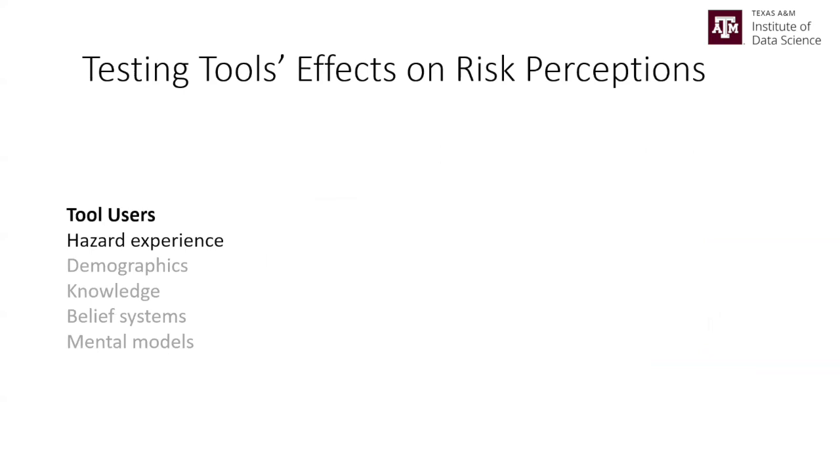All right, so throughout these projects, then, I consider who the users are. It's critical to know who your users are if you're going to think about designing tools to meet their needs and how those tools might affect their understanding of hazards like storm surge and how they might respond to or update their beliefs about storm surge risk. So one factor that's really important there is prior hazard experience, but there are several others, including demographics, belief systems, mental models, some of those that I touch on in some of my projects.